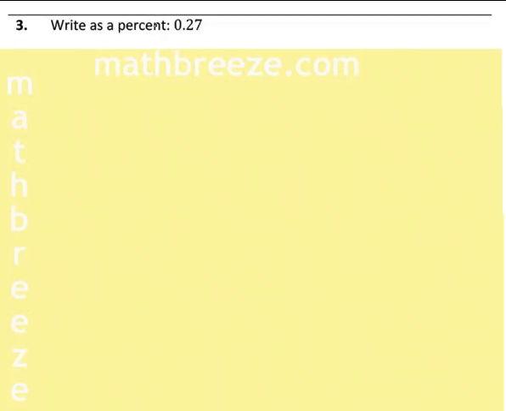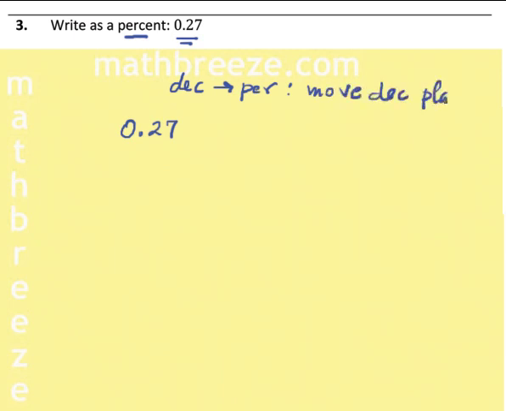And now we want to write 0.27 as a percent. So here we have decimal notation, and we want to write it as a percent. So we're going to move in the opposite direction, to the right. So when we change a decimal to a percent, move the decimal place 2 places to the right.